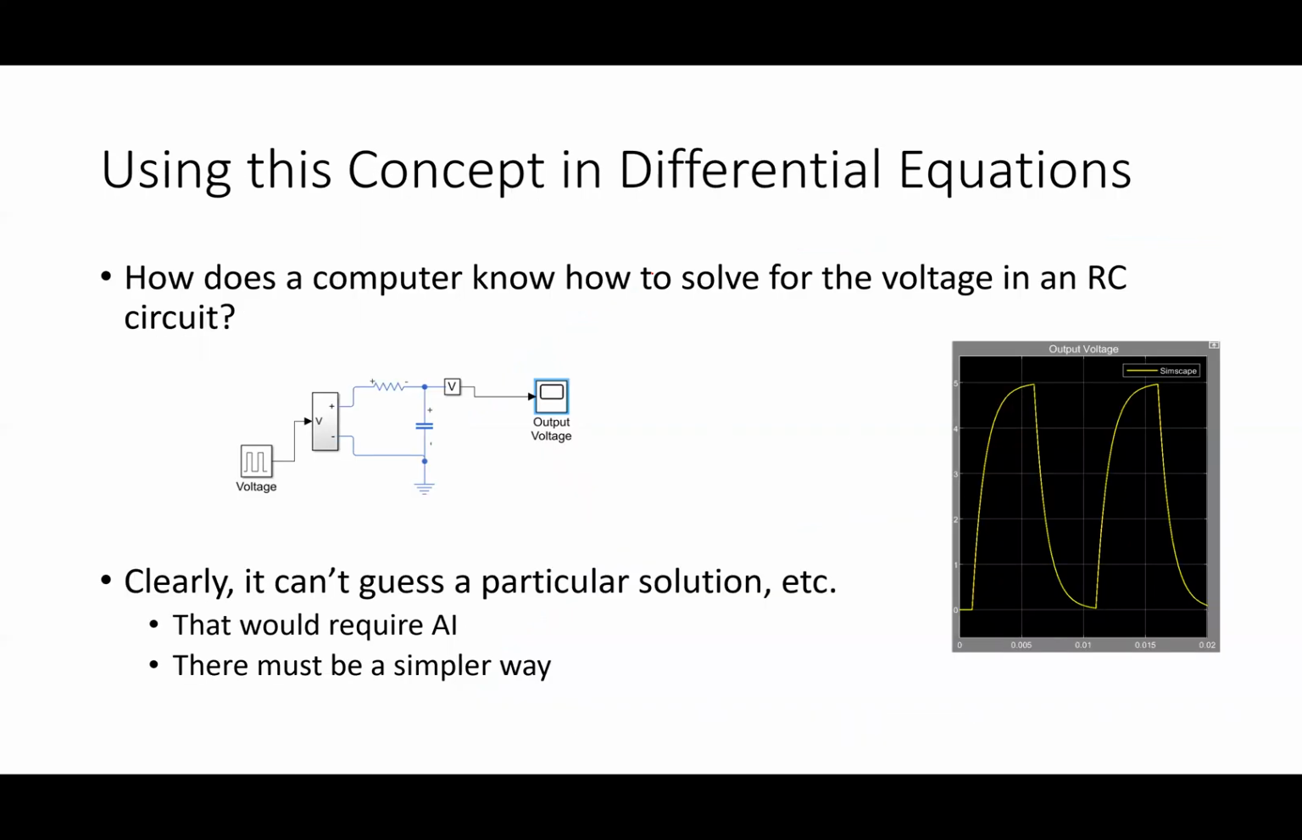All right, so now I need to be able to use that here, right? So there's got to be a simpler way to build this piece of software, to build this circuit simulation. There is no way that I'm using some kind of AI to guess the particular solution and all that kind of stuff, right? So I'm not going through my 3 steps of homogeneous, non-homogeneous, all that sort of stuff. That's not happening. There is a simpler way to do it.